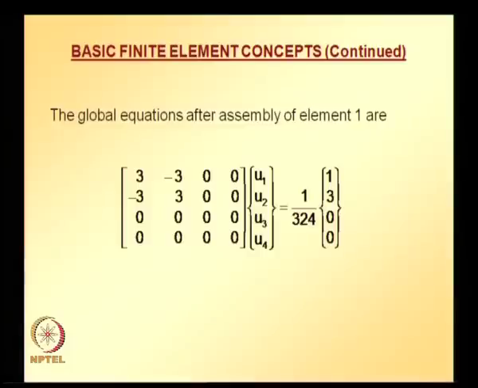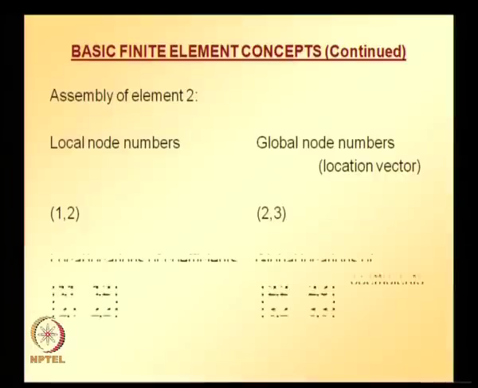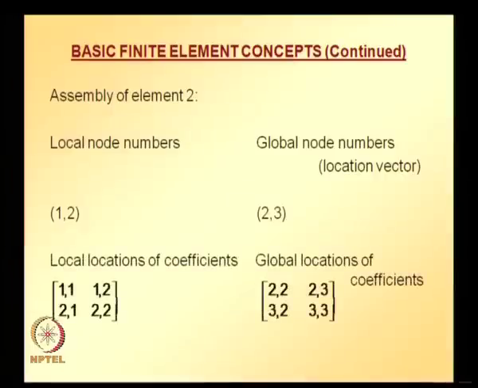Now, where the element 2 contribution goes in is easy to find. You just note down local node numbers 1 and 2, and what they correspond to in the global node numbers. For this particular problem, local node numbers 1 and 2 for element 2 correspond to global node numbers 2 and 3. So you can prepare a matrix showing the local locations of coefficients in relation to the global locations of coefficients.